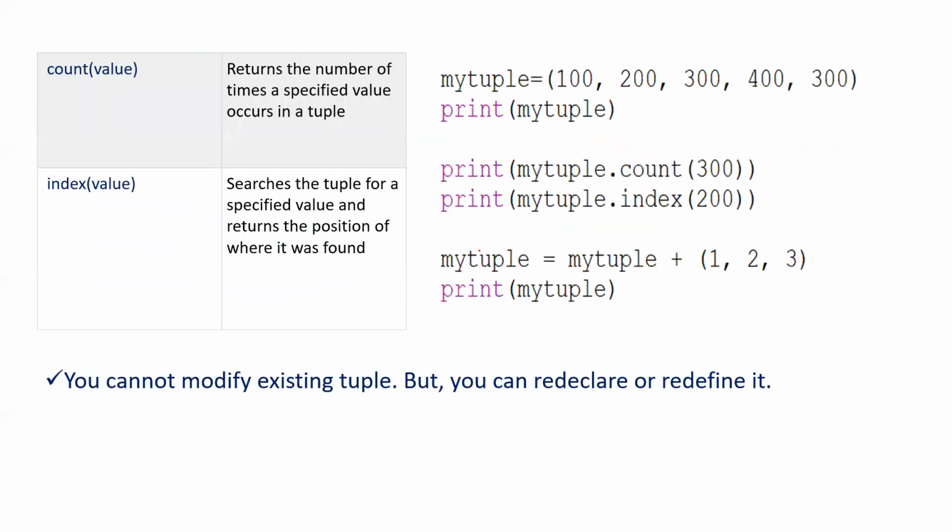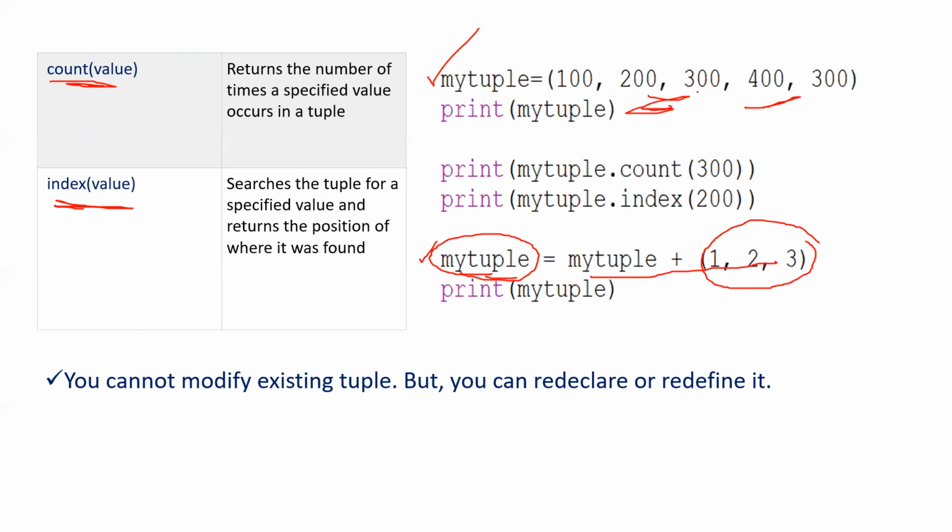Okay, observe here the methods. Count, use it to count the occurrences of an element. Index is used to know the index of a value. And try this code, observe the results. As you can observe here, my tuple equals my tuple plus 1 2 3. To the existing tuple I am going to concatenate another tuple and I am restoring it. It's nothing but I am redefining it. This is possible, but to the existing tuple I can't add the elements. You can't modify the existing tuple, but you can redeclare or redefine it. This point should be noted.